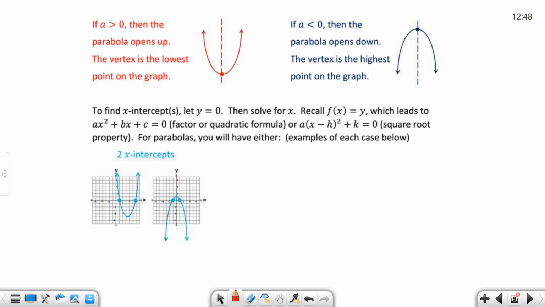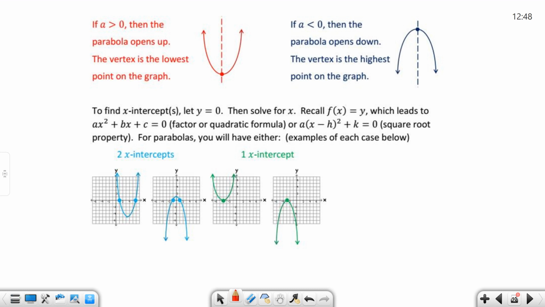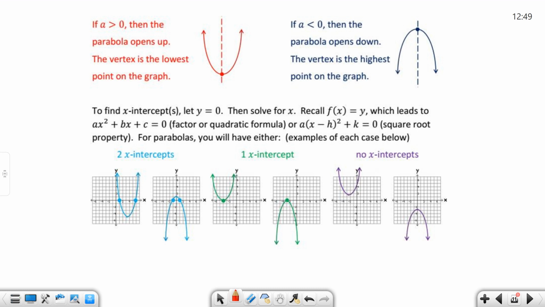Either that happens, or you have one intercept where the vertex is actually on the axis, right? It just sort of bounces off the axis there, right? So it only has one x-intercept. And then if your vertex is above the x-axis and it opens up, it doesn't cross the x-axis at all. There's no intercepts. Same thing if it's below it and opens down. So you can have two x-intercepts, one x-intercept, or no x-intercepts.